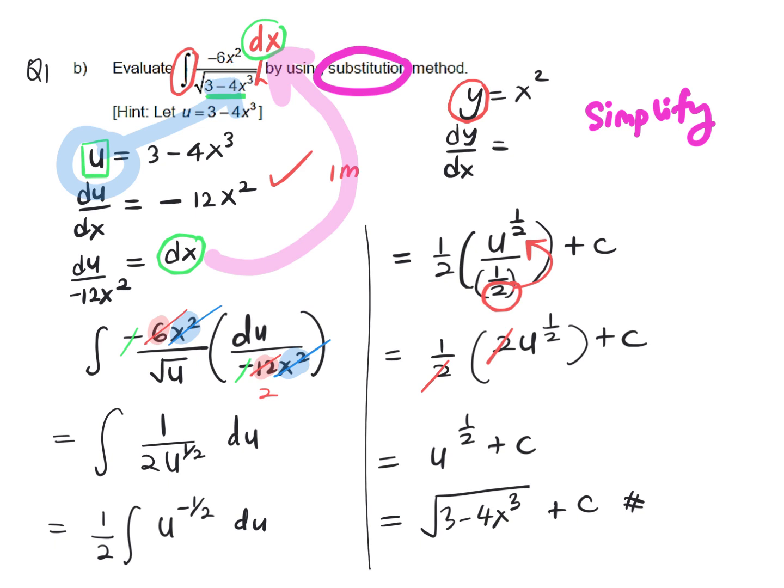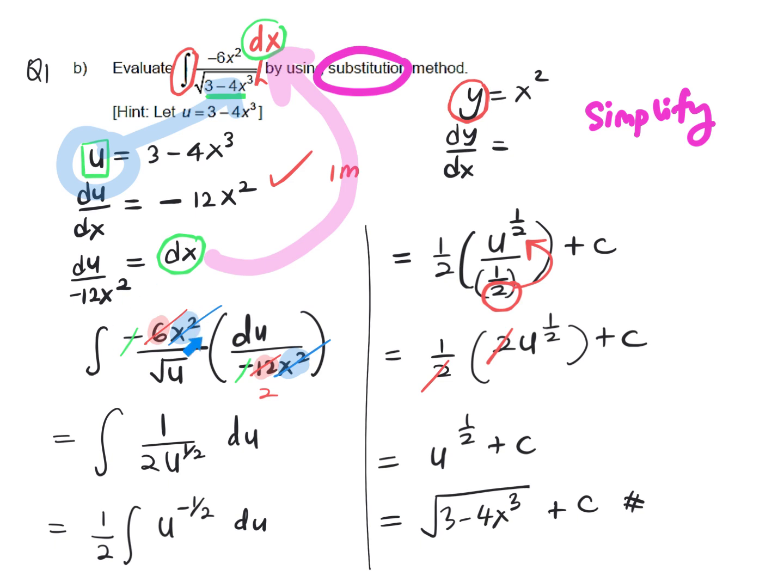So negatif 6x kuasa 2 ni, salin sahaja. Jangan ubah apa-apa. Yang ni, tukarlah sebab kita dah let this 3 minus 4x cubed as u. So this is root of u, and then replace everything here, du over negative 12x to the power of 2. Now, you need to check for the common term that you can eliminate, you can simplify. So you have x square here and x square here. Obviously, we can cancel out these two things. And then 6 and 12, you can simplify, make it 2. And this negative and negative also you can simplify.